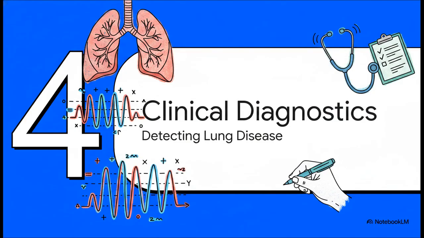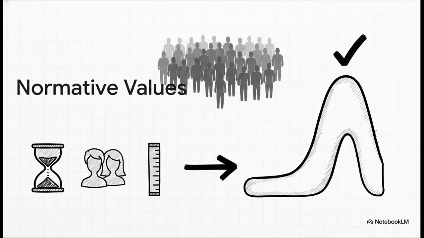And finally, Section 4, Clinical Diagnostics and Disease. Let's translate these curves into real-world tools for detecting lung disease. Before we can even think about diagnosing pathology, we absolutely must have a reliable baseline, right? Spirometry is a fantastic first-line test, precisely because we have incredibly robust normative values. And these aren't just guesses. These values have been derived from testing thousands upon thousands of individuals.